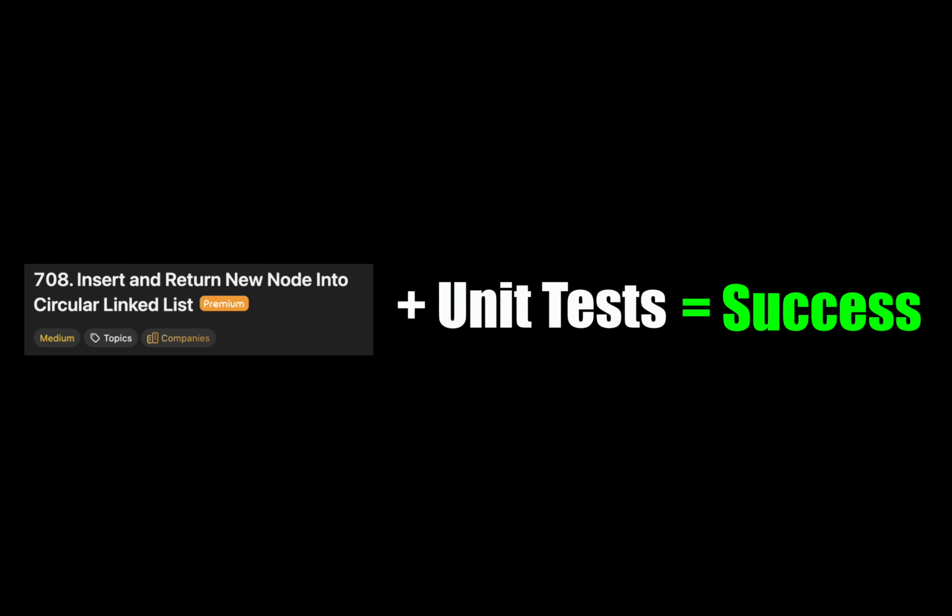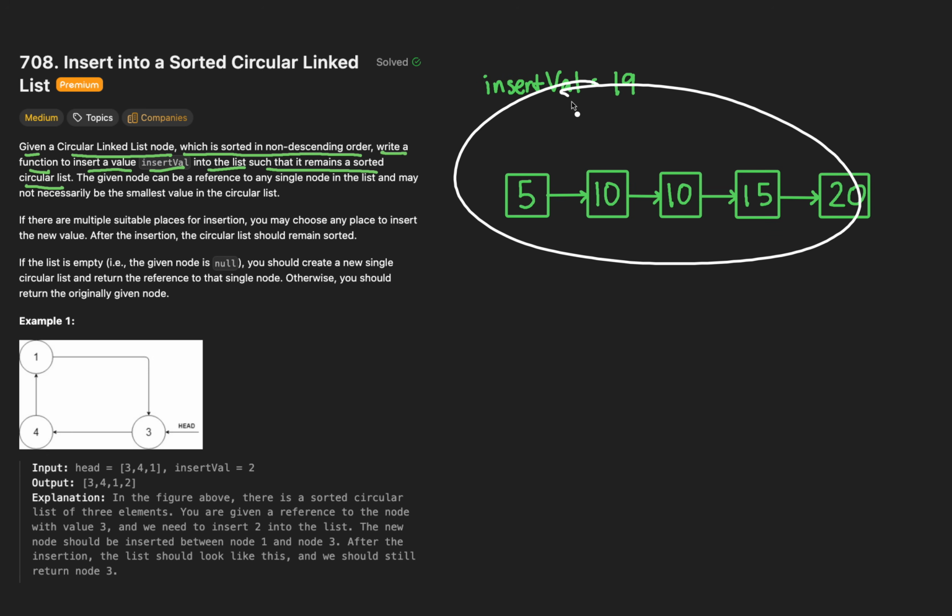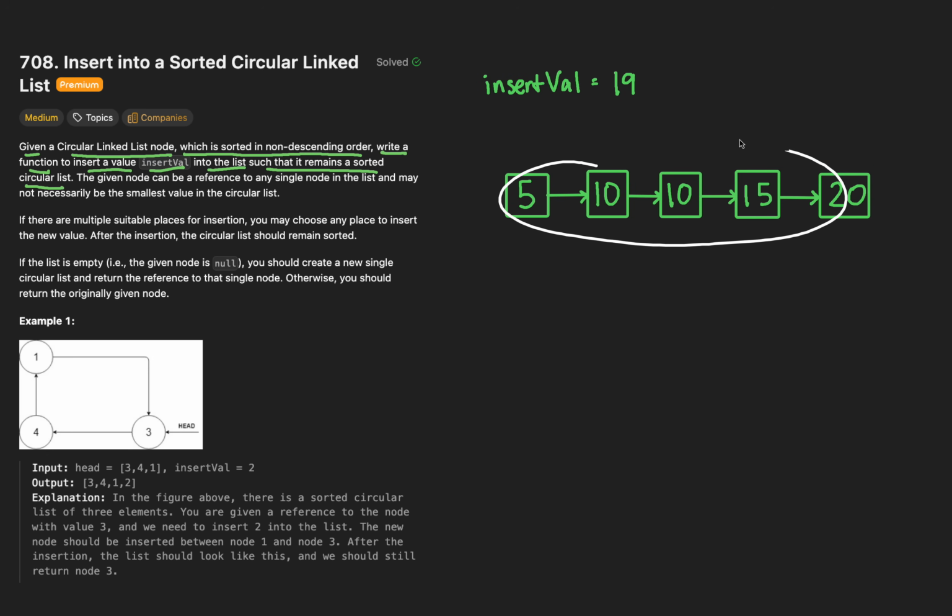Let's get started. We're given a circular linked list node, which is sorted in non-decreasing order. We want to write a function to insert a value insertVal into the list such that it remains a sorted circular list. So, taking a look at our example here, we clearly have a linked list. Wait, something's off. That's right, it has to be a circular linked list, and thus needs this pointer.